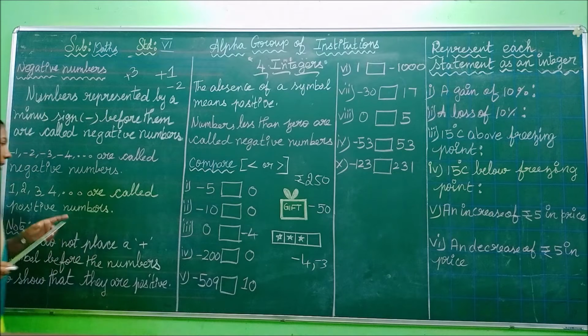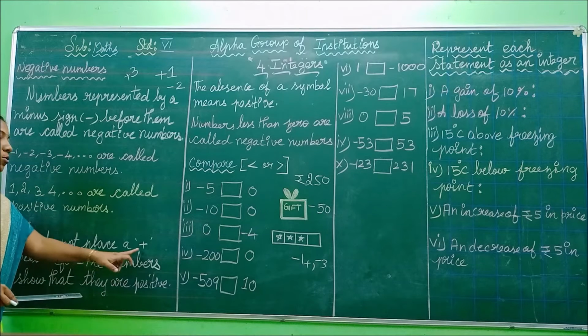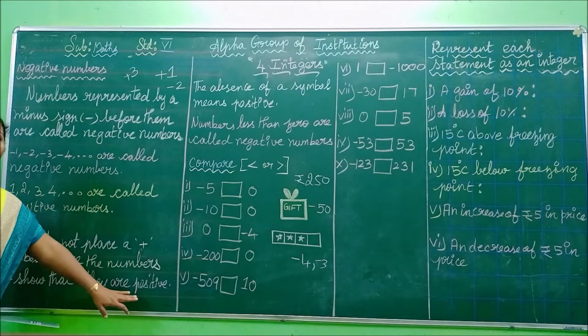Do you understand? See here. 1, 2, 3, 4 are called positive numbers because they have the symbol plus in front of them. You have to understand that. No need to write the plus symbol. See the next note. We do not place a plus symbol before the numbers to show that they are positive. There is no need to put the symbol plus for showing that they are positive numbers.